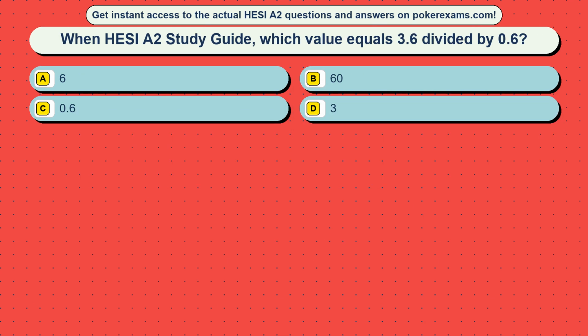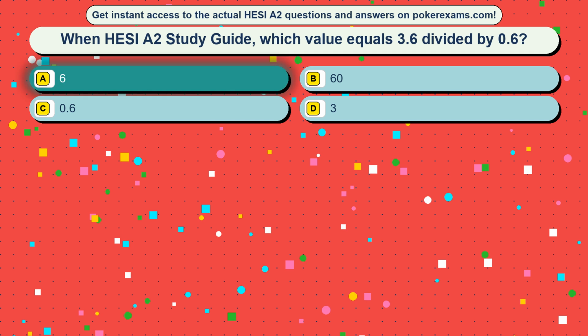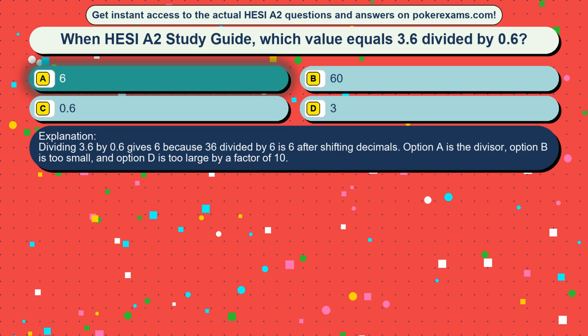Question 19. When HESI A2 Study Guide, which value equals 3.6 divided by 0.6? Option A, 6. Option B, 60. Option C, 0.6. Option D, 3. The correct answer is option A, 6. Dividing 3.6 by 0.6 gives 6 because 36 divided by 6 is 6 after shifting decimals. Option C is the divisor, option B is too large, and option D is too small by a factor of 10.